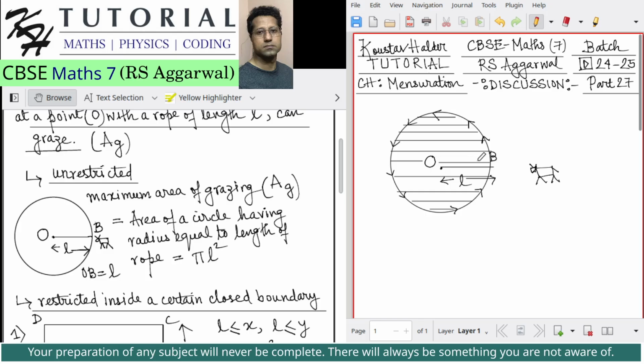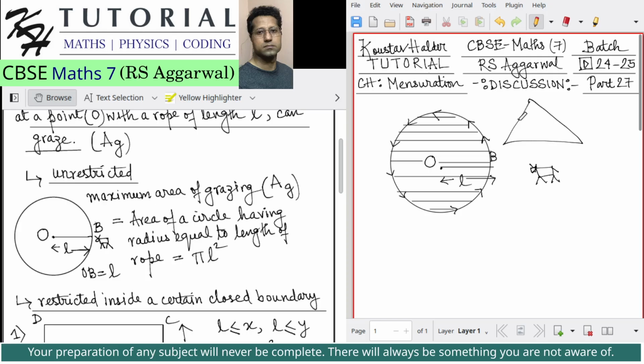But the area will change. The area will vary. It will become different if its movement is restricted. That is, if it is tied inside a rectangular plot, then definitely the cow cannot go beyond the rectangular plot or any closed figure. If the animal is tied inside any closed figure, the closed figure could be a triangle.